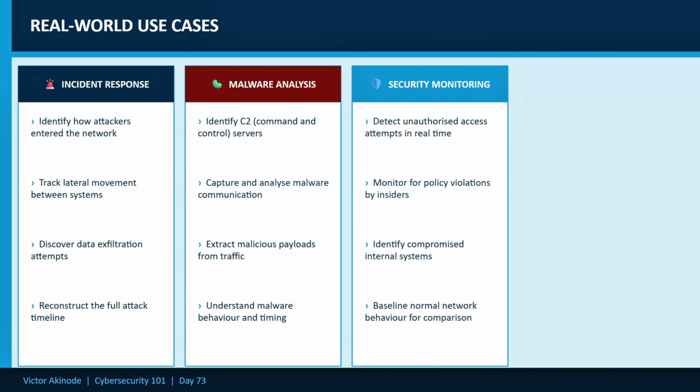The next one is security monitoring, and this means that network analysis can help detect unauthorized access attempts in real time. It can help us monitor for policy violations. It can help us identify compromised systems and also baseline normal network behavior to detect anomalies.